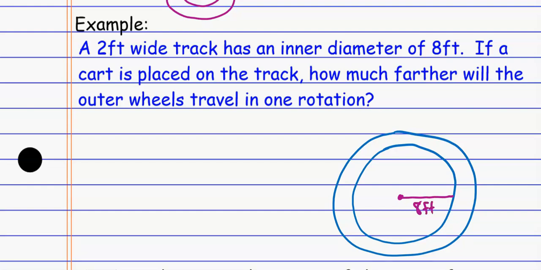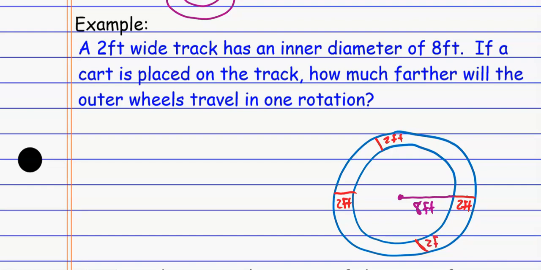But then it's a 2-foot wide track, meaning that the whole way around here, so like this piece right here in red, that's 2 feet. Likewise, on the other side, that's also 2 feet. So it's 2 feet no matter where I go. I just happen to draw it like I could draw that anywhere. Hey, it's 2 feet here. It's 2 feet over here.